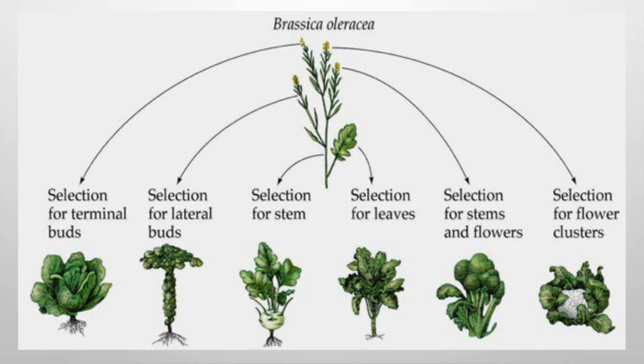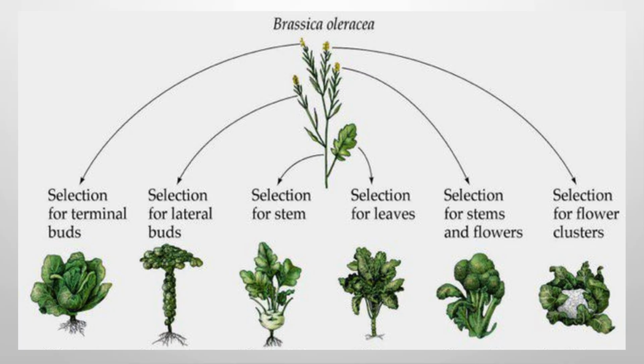This picture shows how different vegetables like cabbage, broccoli, kale, and cauliflower all came from one original plant called Brassica oleracea, or the wild mustard. Long ago, farmers noticed that some wild mustard plants had special traits: bigger leaves, thicker stems, or more flowers. They selected and bred plants with the traits they liked the most. Over many generations, these selected traits produced new kinds of vegetables.